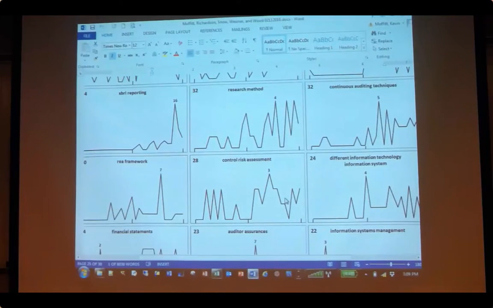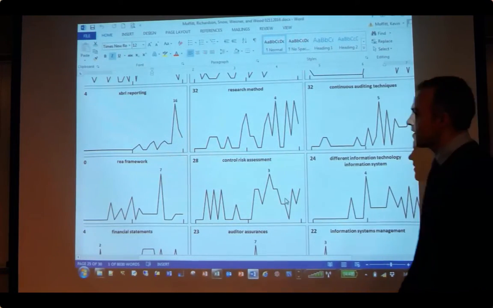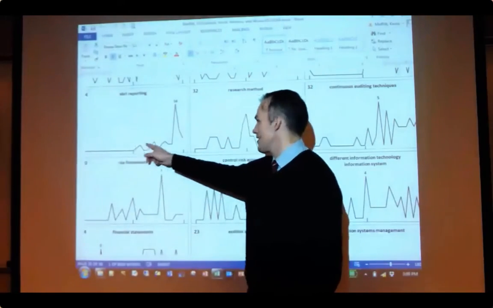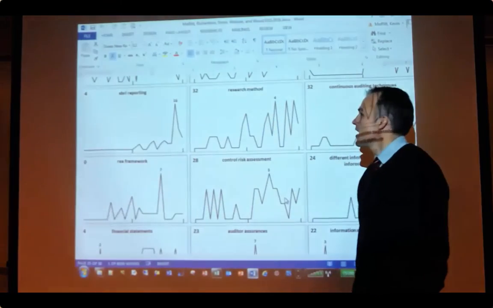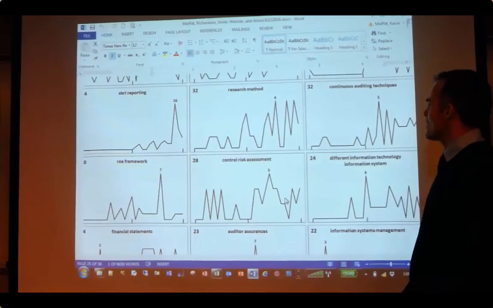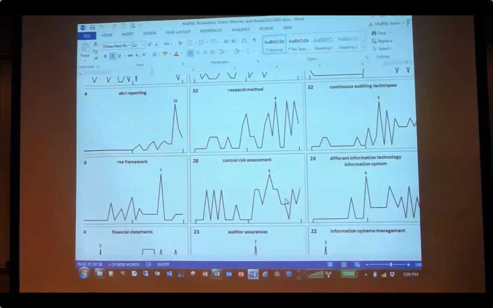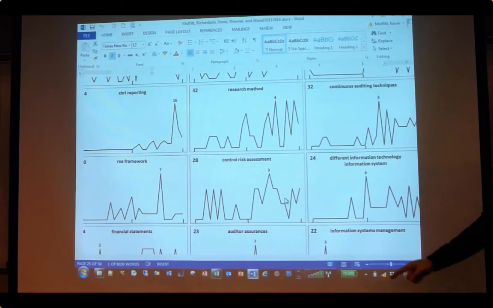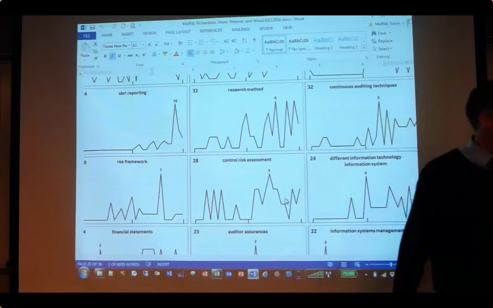So this one is fun. XBRL reporting, there's like nothing, right? Nothing. Research method, that's kind of general. Continuous auditing. REA framework, can't see the number there.